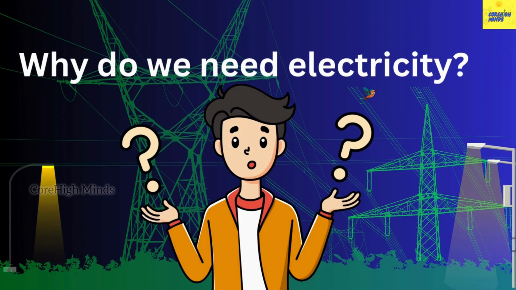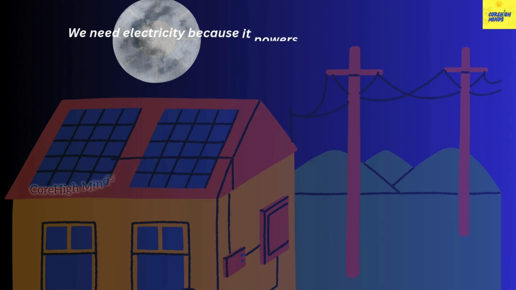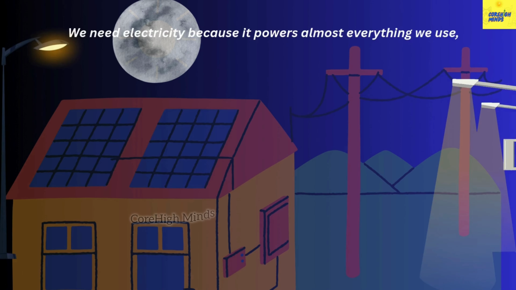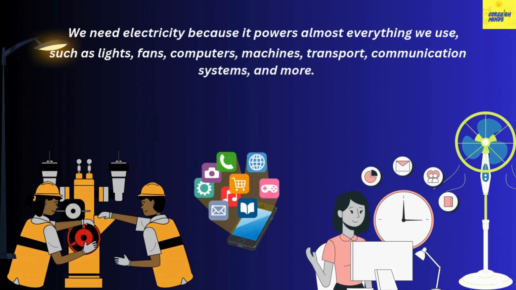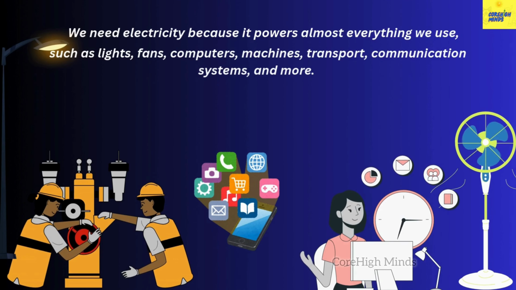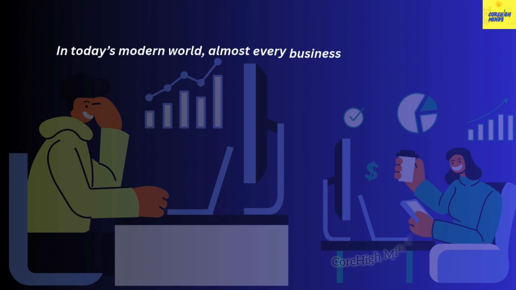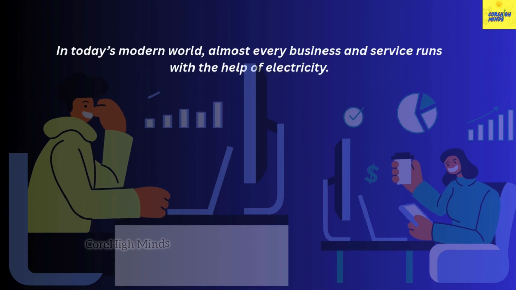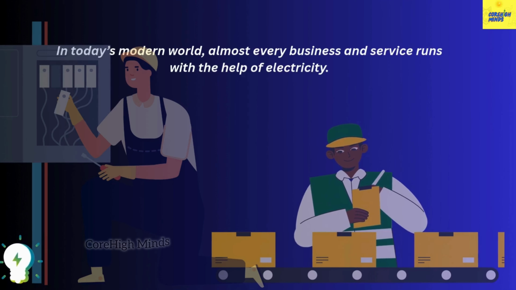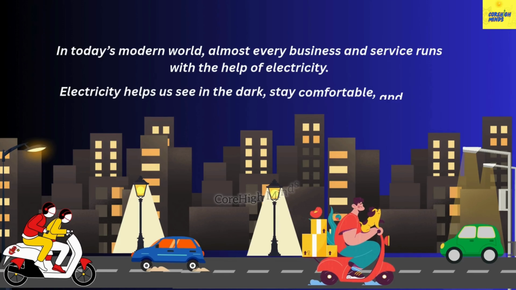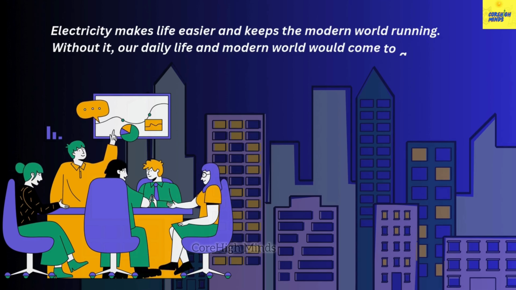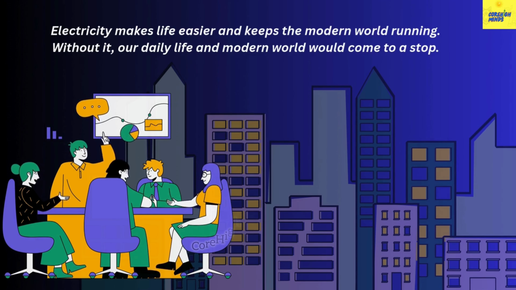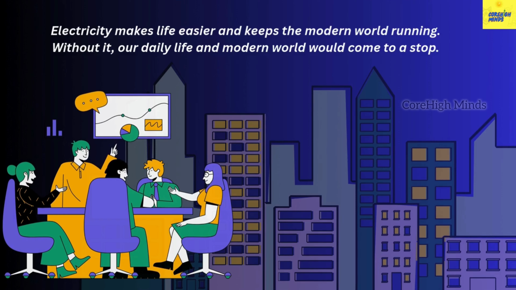Why do we need electricity? We need electricity because it powers almost everything we use, such as lights, fans, computers, machines, transport, communication systems, and more. In today's modern world, almost every business and service runs with the help of electricity. Electricity helps us see in the dark, stay comfortable, and work easily. Electricity makes life easier and keeps the modern world running. Without it, our daily life and modern world would come to a stop.